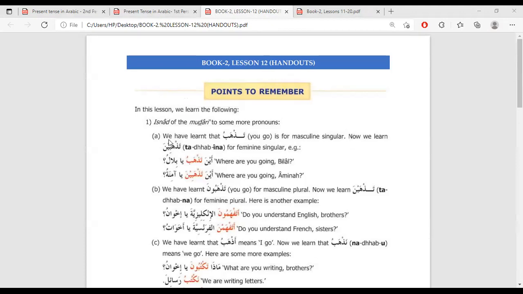For example, for singular second person, we say tadhabu, for example, anta tadhabu. And for the feminine, we will say anti tadhabina. So this is what we have to focus on, anta tadhabu and anti tadhabina. For example, aina tadhabu ya Bilalu, where are you going, Bilal? And aina tadhabina ya Aminatu, where are you going, Amina? So for Bilal tadhabu and for Amina tadhabina.